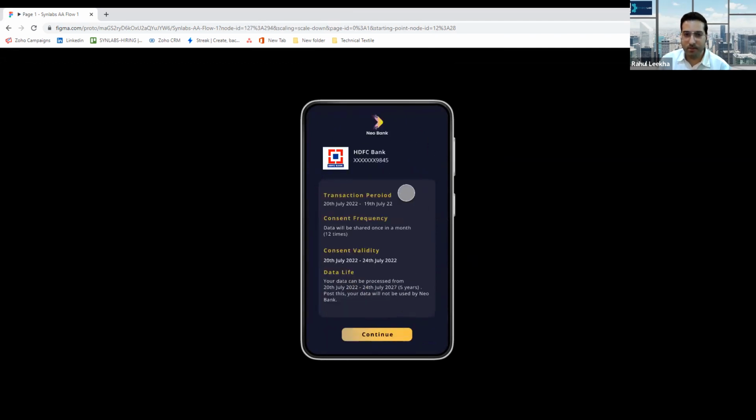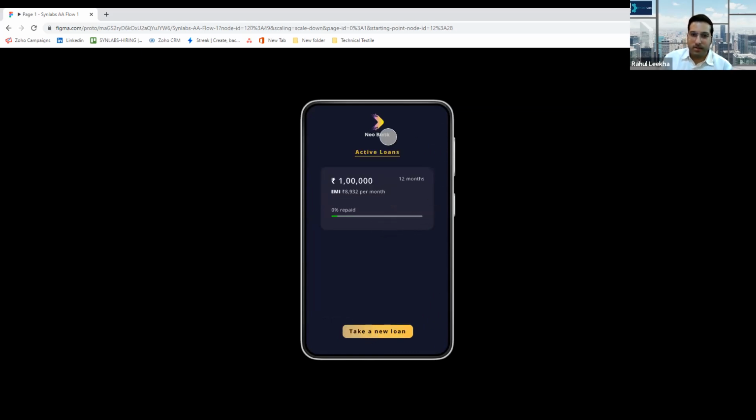Again, the whole thing is set up as per the requirement. They need to know what the transaction period is, the consent frequency, consent validity, and data life. And done. They've got the loan, they have the funds deposited, and the monitoring also starts from here. So this is the entire journey that one can potentially do, not leaving the app at all. No need to fetch any kind of number apart from their own Aadhaar detail, and they can get the funds directly into the system.